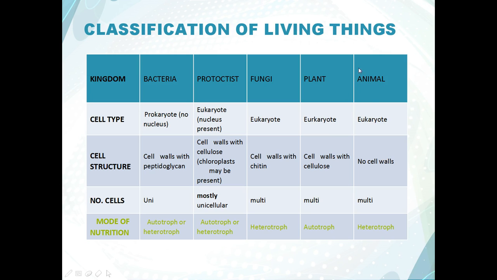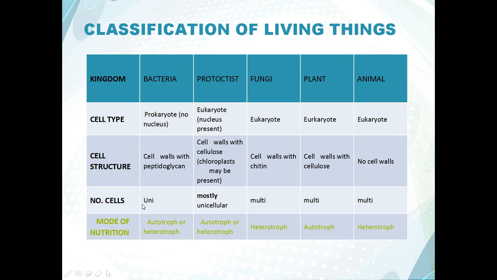Now you may be familiar with this already, but animals do not have cell walls at all. So out of the 5, 4 of them have cell walls. 2 of them, the plant kingdom and the protoctist kingdom, have cell walls made of cellulose, the fungi have cell walls made of chitin, and the bacteria have a cell wall made of peptidoglycan.